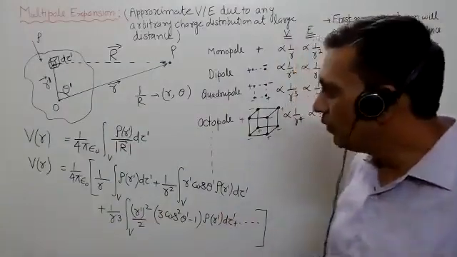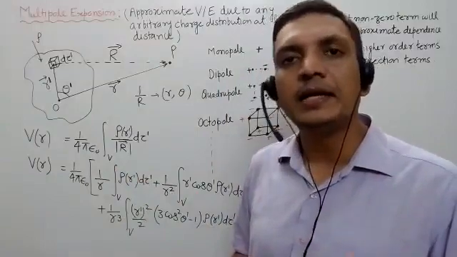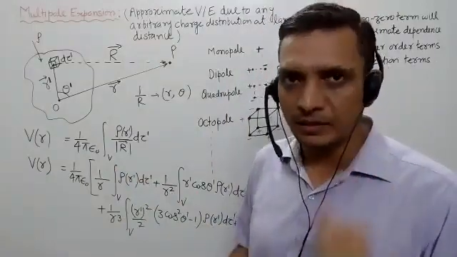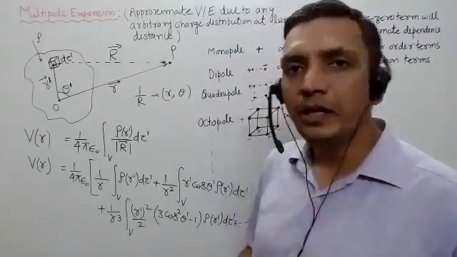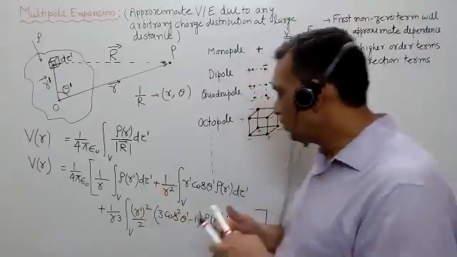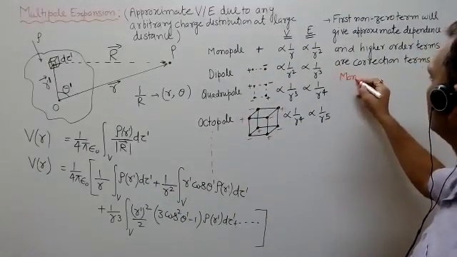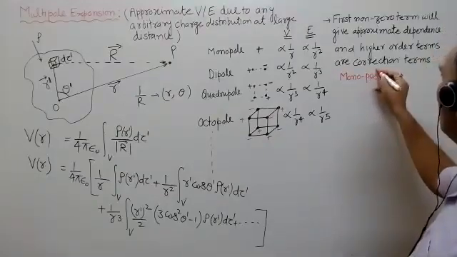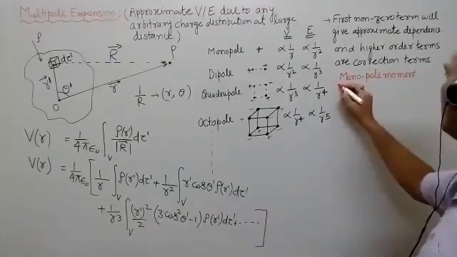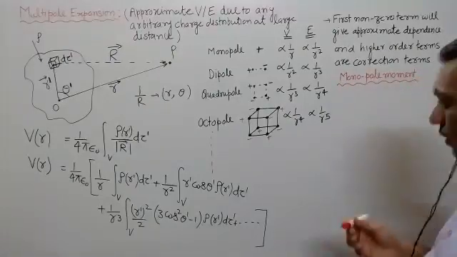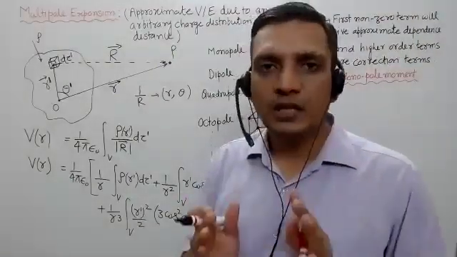In this, sometimes you have to find monopole moment and dipole moment of the charge configuration. So we will define monopole moment and dipole moment of the charge configuration. So what is the monopole moment? Let us see monopole moment. What is monopole moment? So monopole moment is total charge of the configuration.